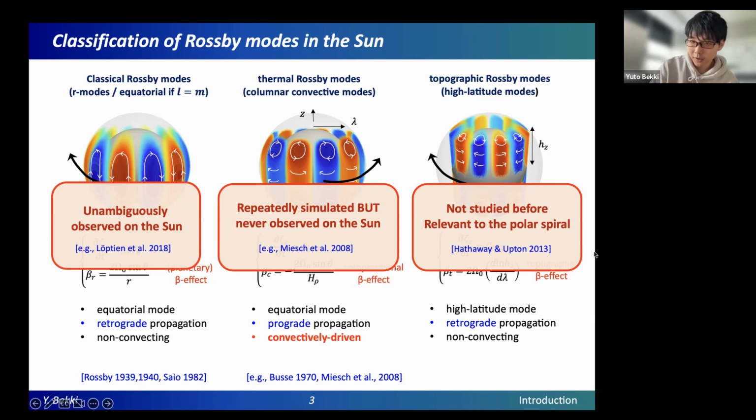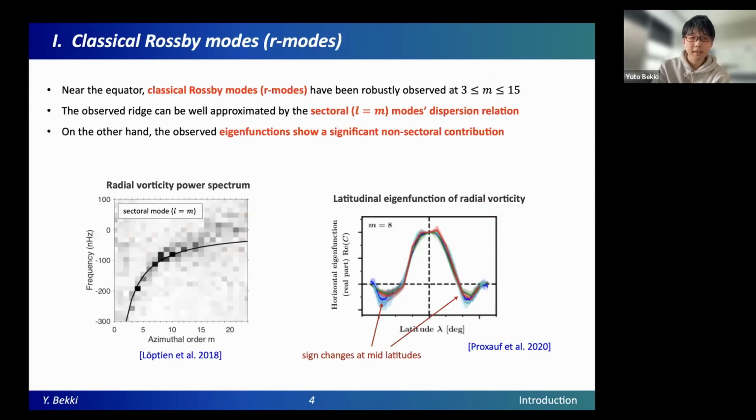And the topographic Rossby modes, very little attention has been paid so far to these modes in the context of the sun's convection zone. But we will argue that they are very relevant to the polar spiraling flow of the sun. So we're going to take a look at those modes independently.